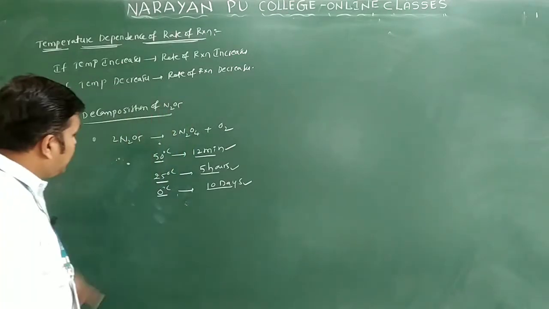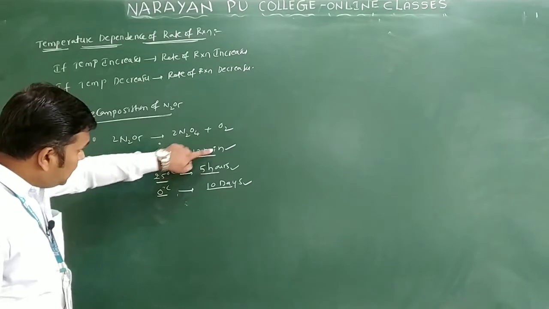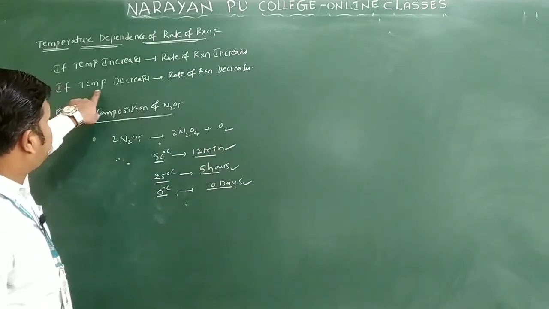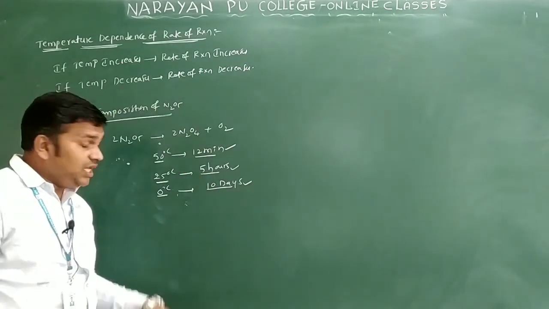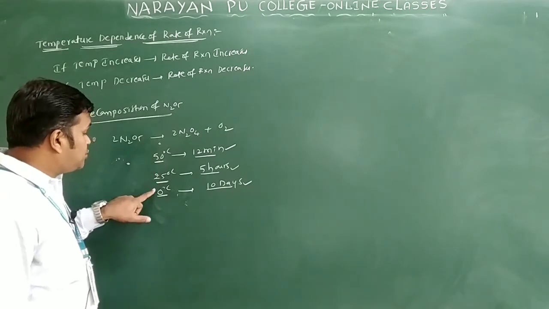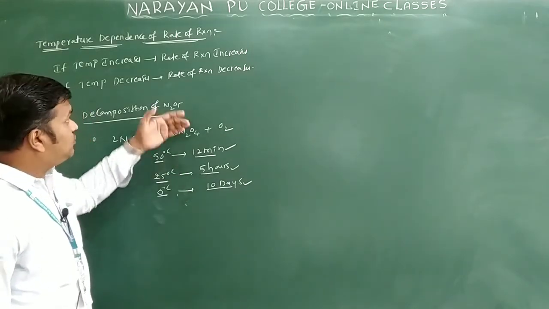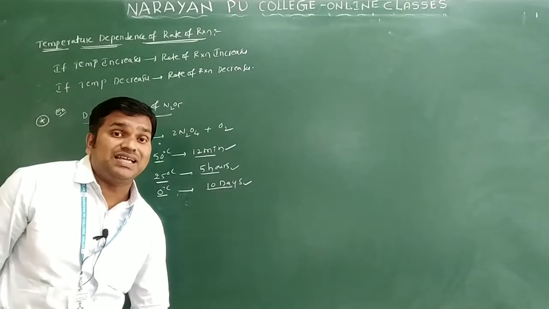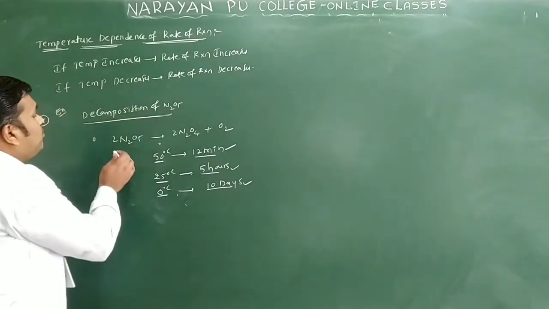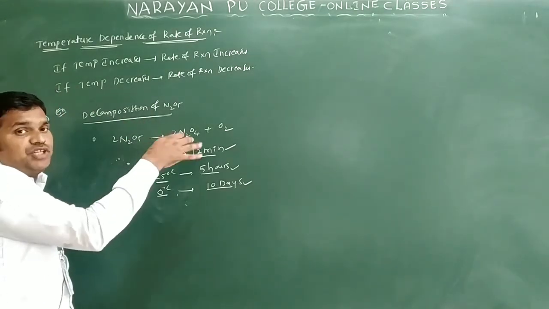Means what here? If the temperature decreases, the rate of reaction decreases. I wrote here: temperature decreases, rate of reaction decreases. If the temperature increases, from 0 to 25, 25 to 50, what happens to the rate of reaction? It increases. This is one of the examples. So you are observing the decomposition of N2O5 at different temperatures.